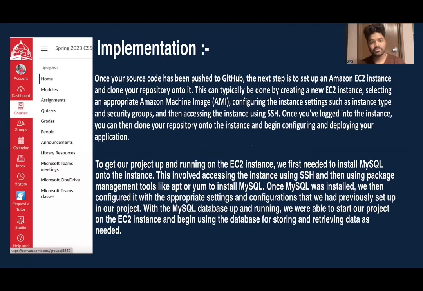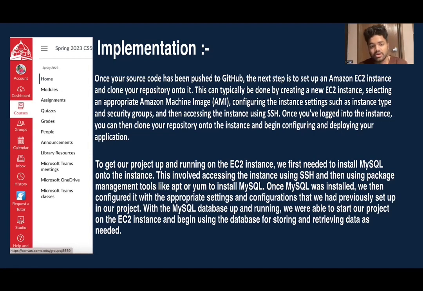When coming to the implementation, once our source code has been pushed to GitHub, the next step is to set up an Amazon EC2 instance and clone our repository onto it. This is typically done by creating a new EC2 instance, selecting an appropriate Amazon Machine Image, in this case Ubuntu, configuring the instance settings such as instance type and security groups, and then accessing the instance using SSH.